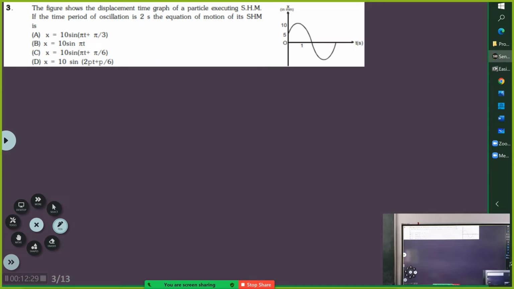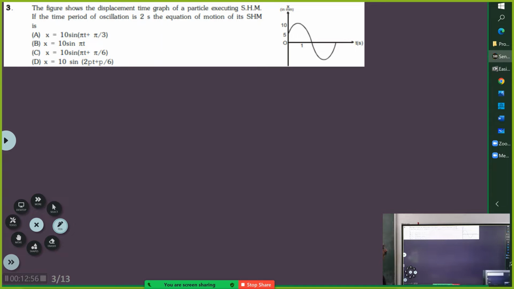Yes. What is the option? C. C only. What about others? No, it should be C. How did you get it? Sir, initially the wave is beginning at 5, sir, which is 10 by 2, sir. Which is half of the amplitude, sir, so it will be sine by 2, sir.